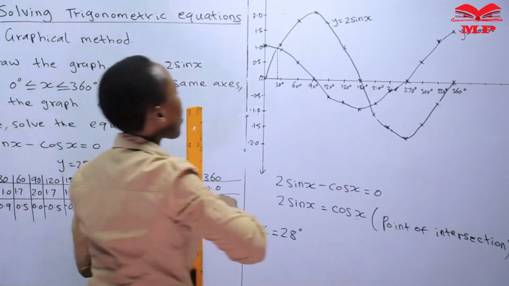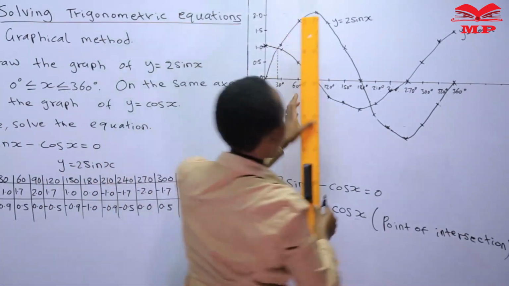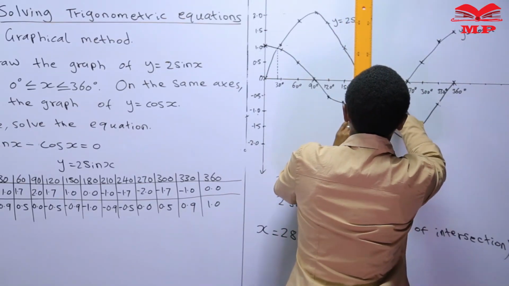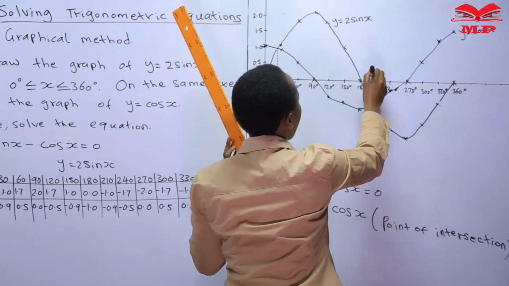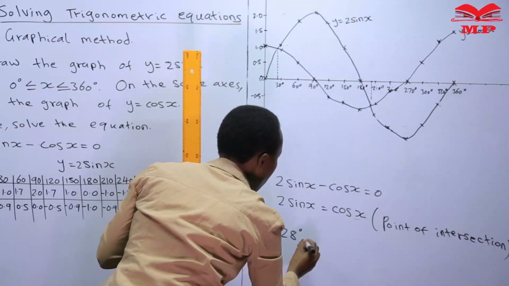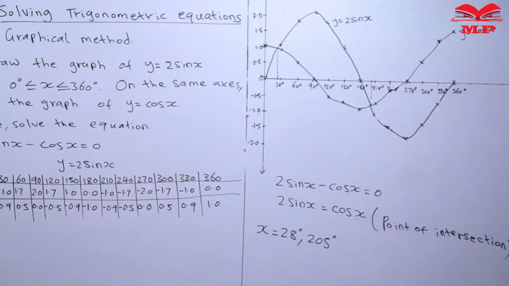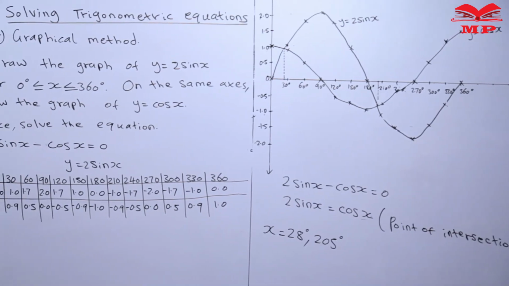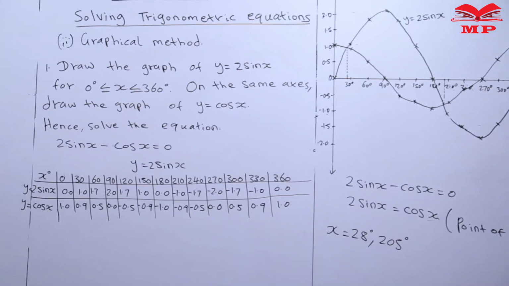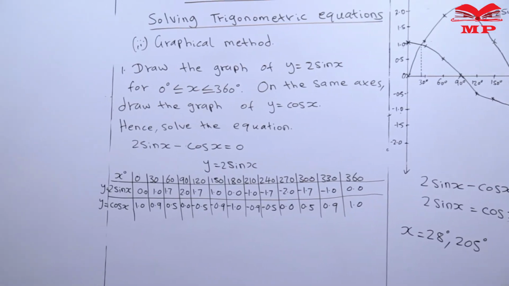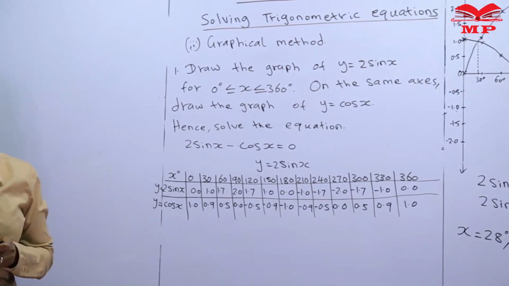Then we have the other point of intersection, which is at this point here. So you also need to read this angle, and we have an angle of around 205 degrees. So that will be the solution for that. We have x equal to 28 degrees and 205 degrees. At the point of intersection is where we are going to have those values of x.